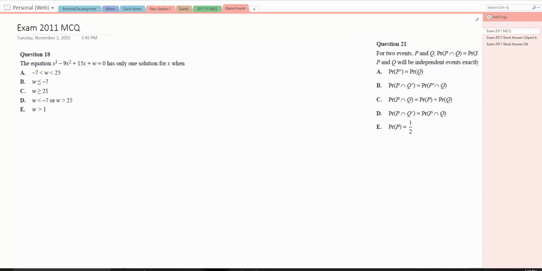Let's begin. 2011 multiple choice question 18. The equation x cubed minus 9x squared plus 15x plus w equals 0 has only one solution for x. When? Okay, so obviously w will change the problem.